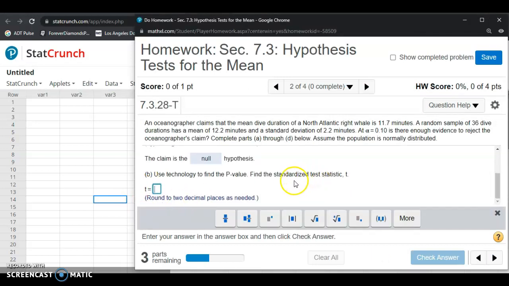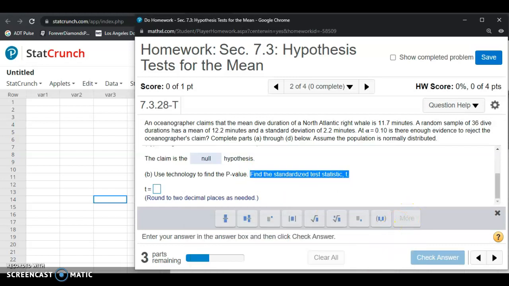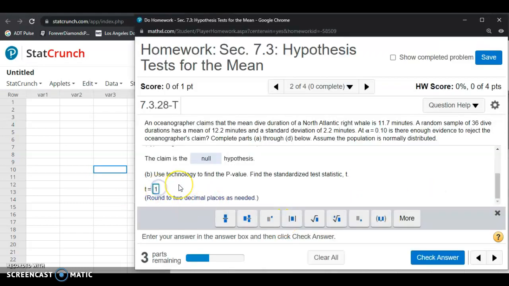Okay, so it does want the, sorry, I failed to mention this right here. So it does want the standardized test statistic. So it does want this. So the 2 decimal places is 1.36. Okay, but we do want the p-value eventually.